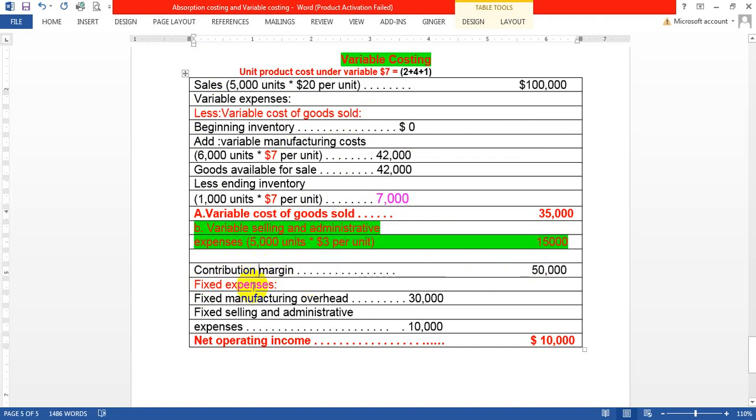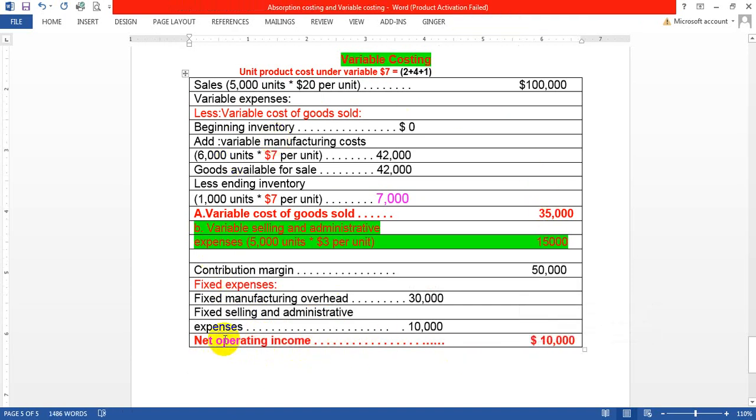And after contribution margin, what did we do? We subtract the fixed manufacturing overhead and the fixed selling and admin expense. First we get the contribution margin, then deduct all fixed expenses. What do we get? We get net operating income, right? And how did we do it?